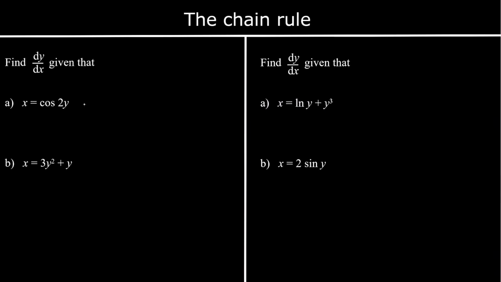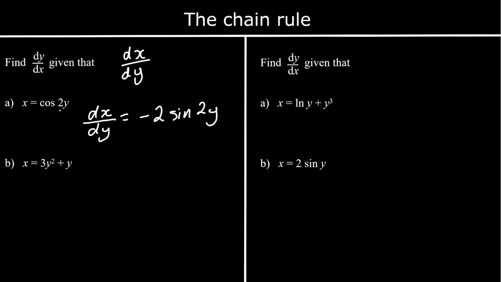When we have a function that's x equals, we can find dy dx by finding dx dy and then flipping it over. So for the first question, we can say that dx dy, so it's the same as dy dx, but we've switched the x and the y's. So now it's dx dy. So cos 2y differentiated is negative 2 sine 2y.